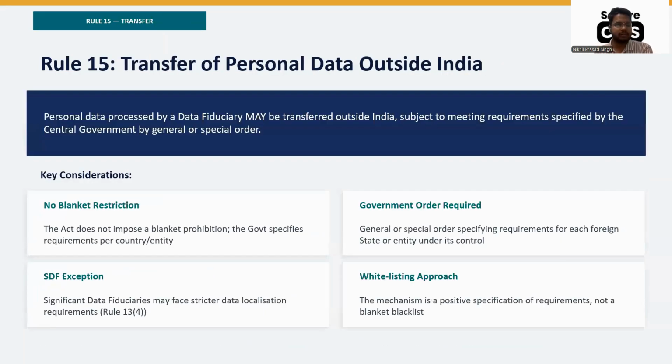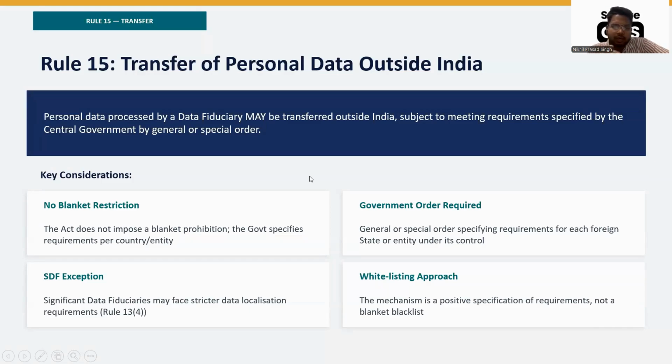Okay, so let's proceed. The transfer of personal data outside India. Like I talked to you about this in the last slide as well. The data fiduciary may transfer data outside India, subject to the requirements that the central government will notify further. There is no blanket restriction.